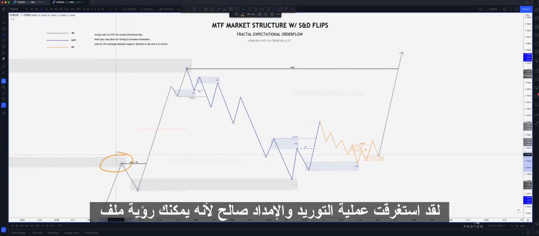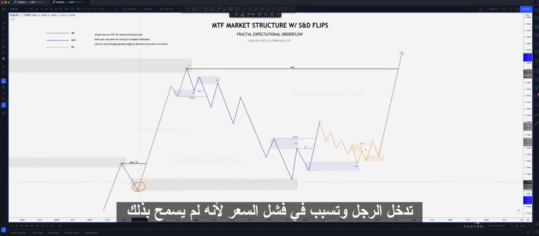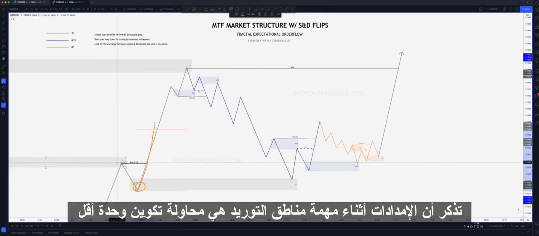It took out supply. And this supply is valid because you can see the reaction, right? It tried to do its job. It tried to form a lower low, but what happened? Demand stepped in and caused price to fail because it didn't let supply do its job. Remember, a supply zone's job is to try and form a lower low.